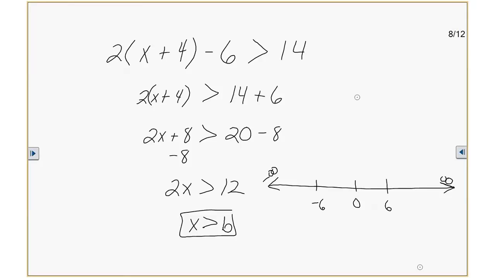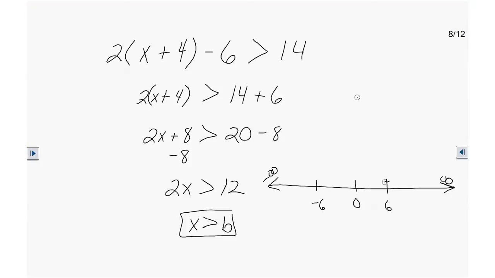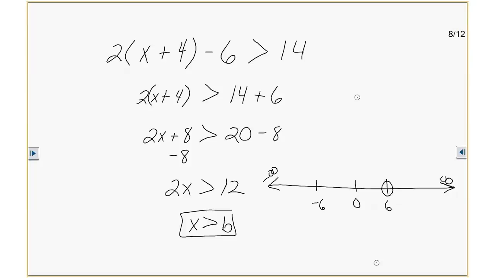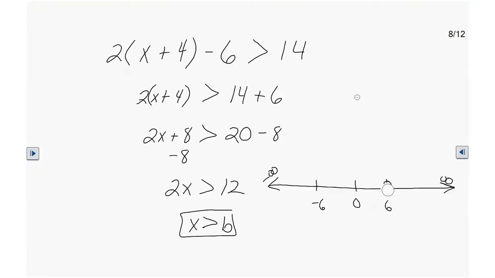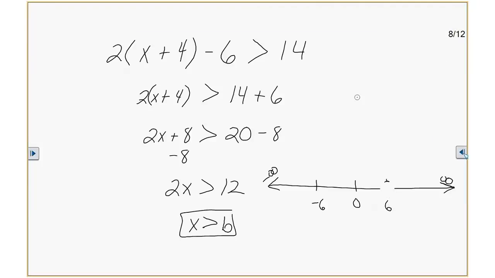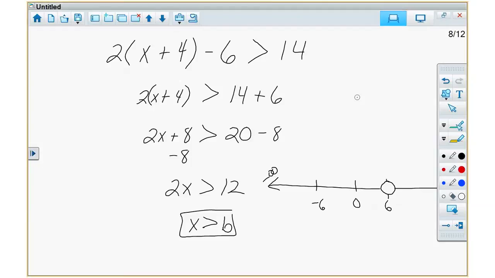Okay, this says all my numbers that work in this equation are above what? 6. So I put an open circle there. Take my handy dandy highlighter. And what numbers are greater than 6? Everything to the what?